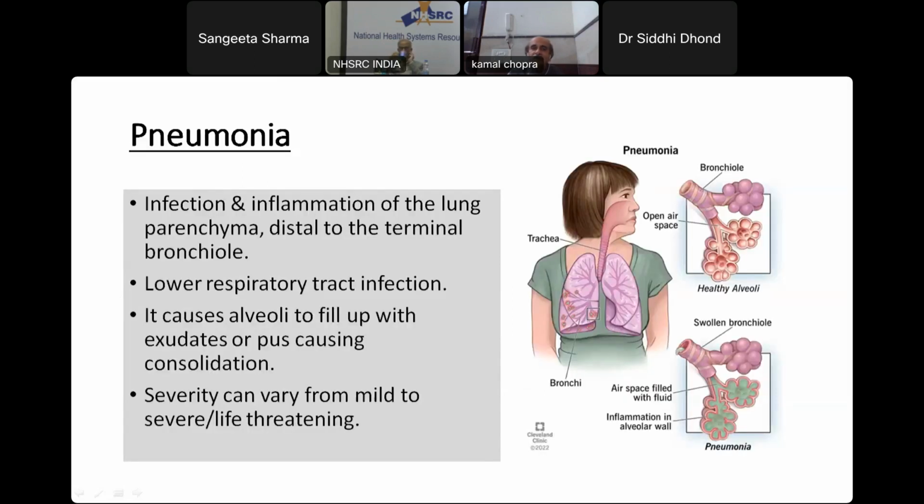So what is pneumonia? Pneumonia is inflammation of the lung parenchyma distal to the terminal bronchiole. So the lower respiratory tract is involved. It causes the alveoli to get filled up with exudate and pus, leading to consolidation, which can be diagnosed on examination as well as X-ray examination. Severity can vary from mild to severe. Pneumonia can be life-threatening, especially in immunocompromised patients.